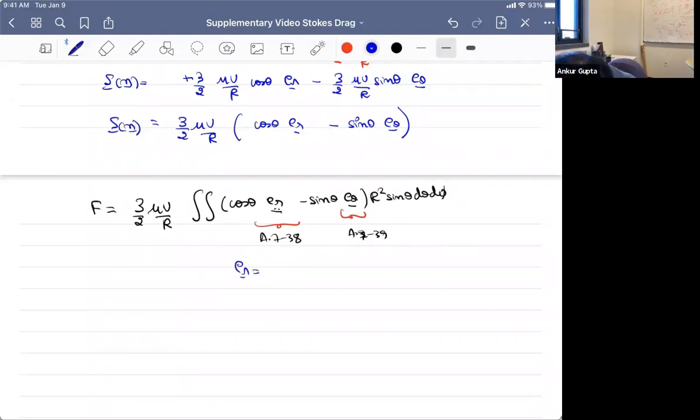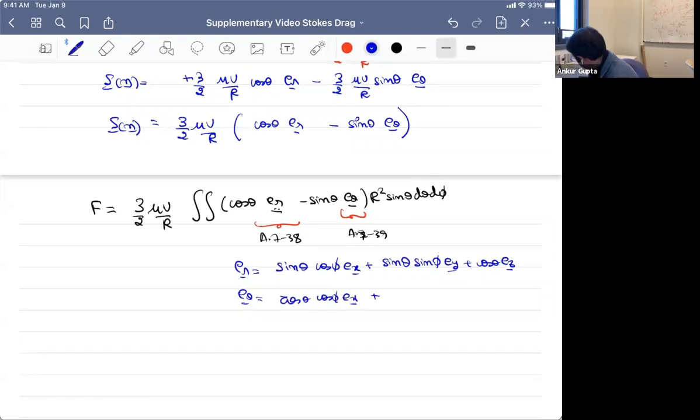If you do that, then what you will find is that e_r is sine theta cos phi e_x plus sine theta sine phi e_y. Let me check. Yes, plus cos theta e_z. And then we have e_theta as cos theta cos phi e_x plus cos theta sine phi e_y, and then minus sine theta e_z.